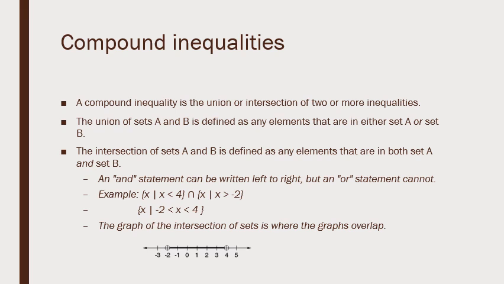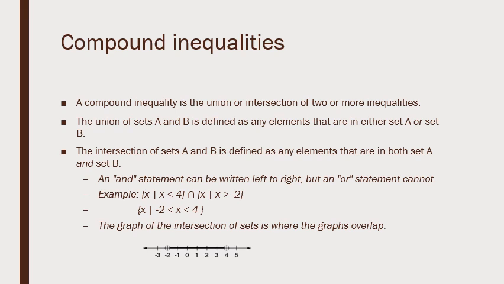Here's an example. The set of x such that x is less than 4, and see there's an intersection, so that means and, x such that x is greater than negative 2. So in this situation, I'm looking for all the numbers that are less than 4 and greater than negative 2. It could be written differently: x such that negative 2 is less than x is less than 4.